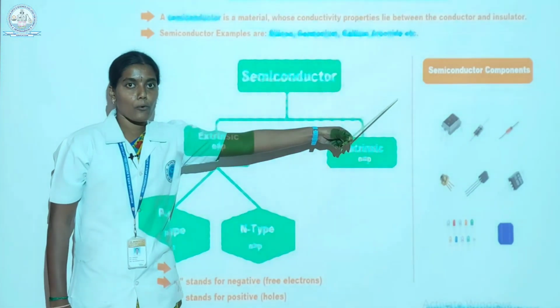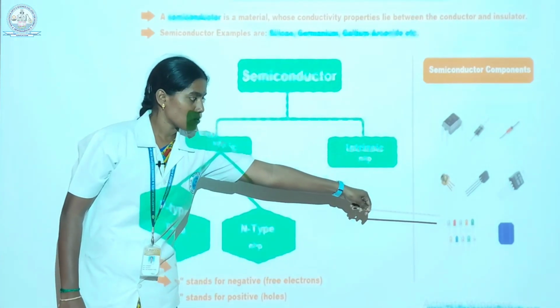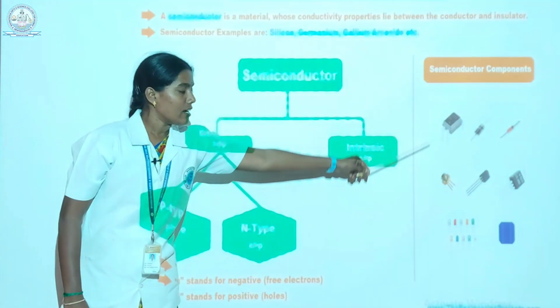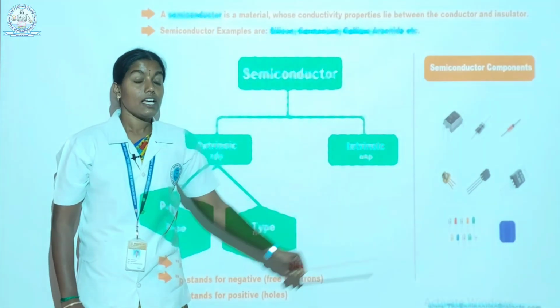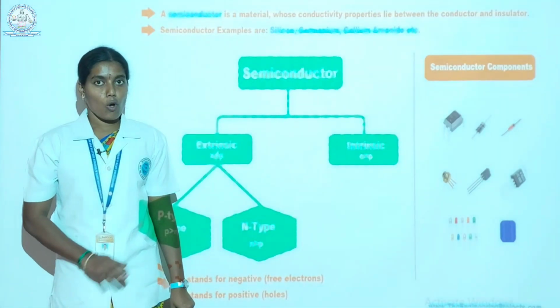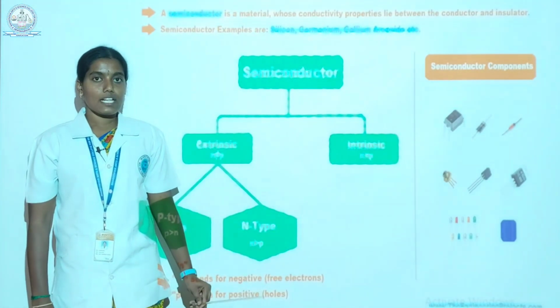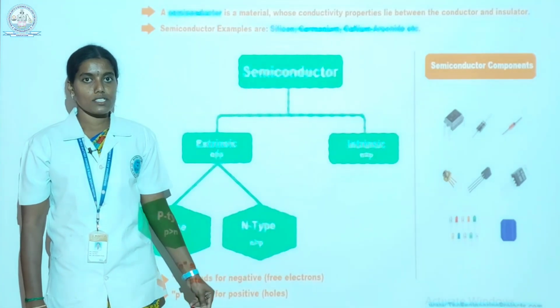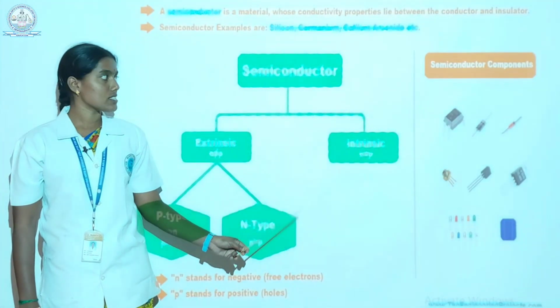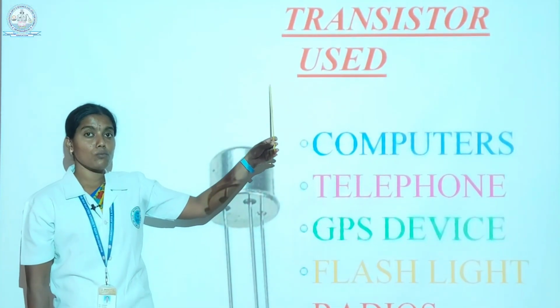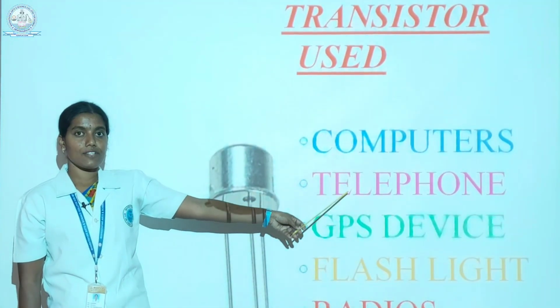Many semiconductor components are present here. Solar panels, LEDs, diodes, and transistors are made up of semiconductor materials. Semiconductor materials do not conduct fully, but only conduct partially, so they are electrically neutral. A transistor is most commonly used in electrical devices.